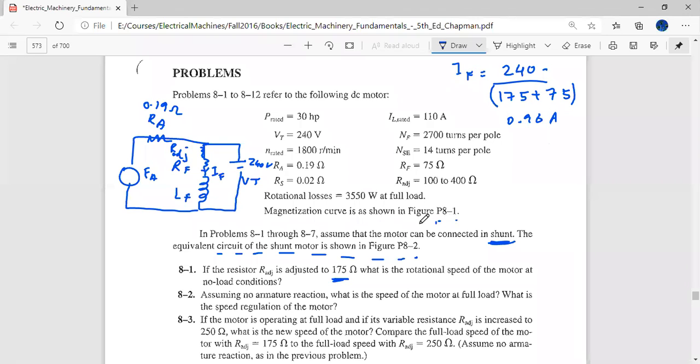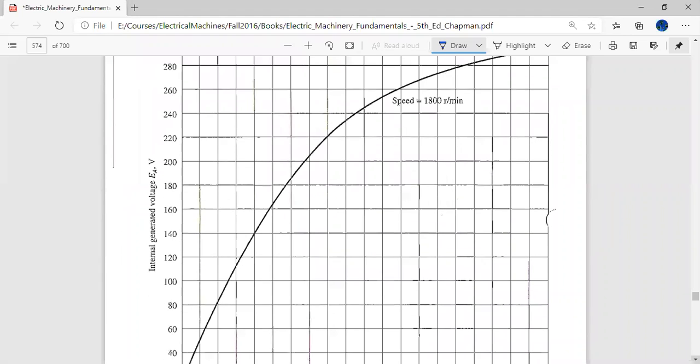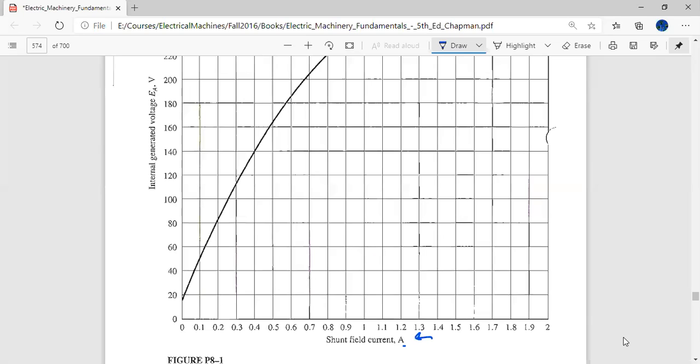Okay, so I can read off some values for this IF, and the curve is for, how much RPM? It's for 1800 RPM. So at 1800 RPM, if the shunt field current is 0.96, we are reading something here.